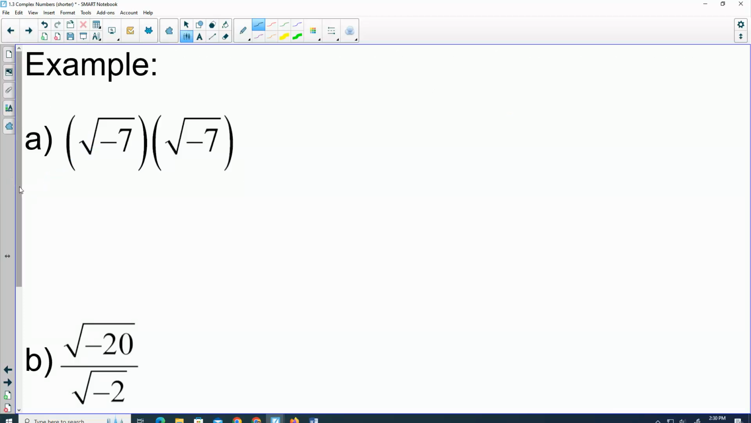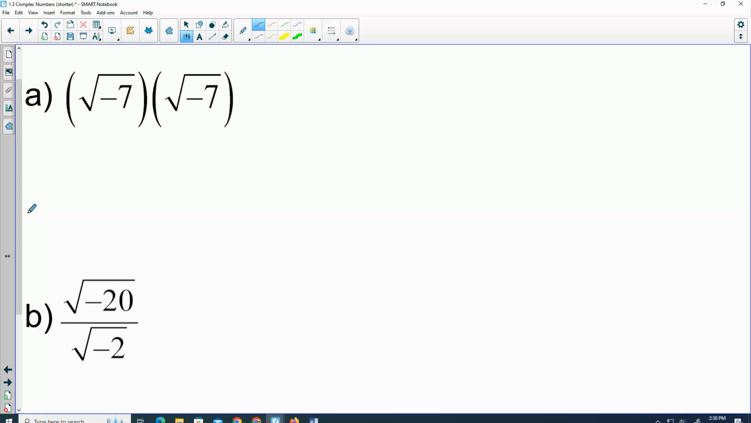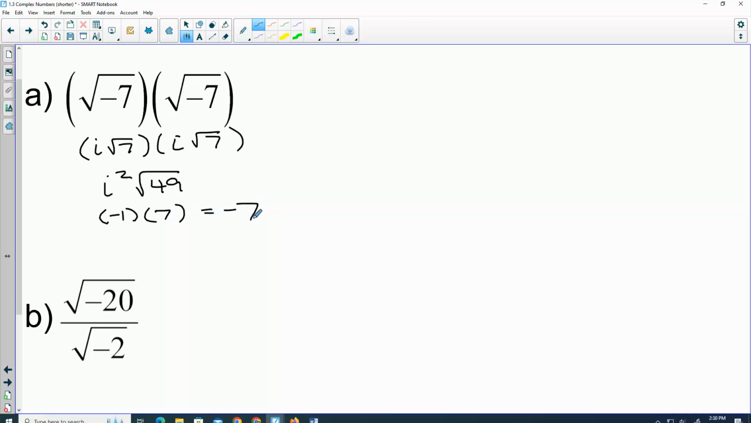Let's do some problems. Square root of negative 7 times the square root of negative 7. How would I write that? We don't know the square root of 7, but we can take out an i from each. When I multiply, what do we get? i squared radical 49. i squared is square root of 49, so we get a negative 7.